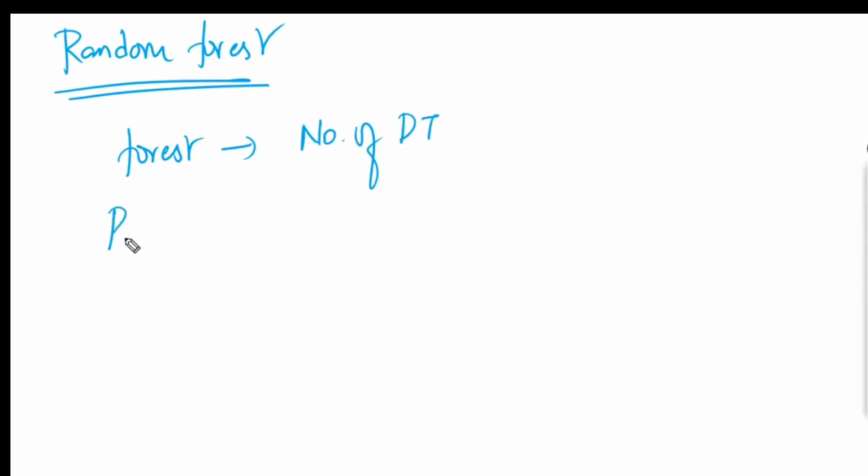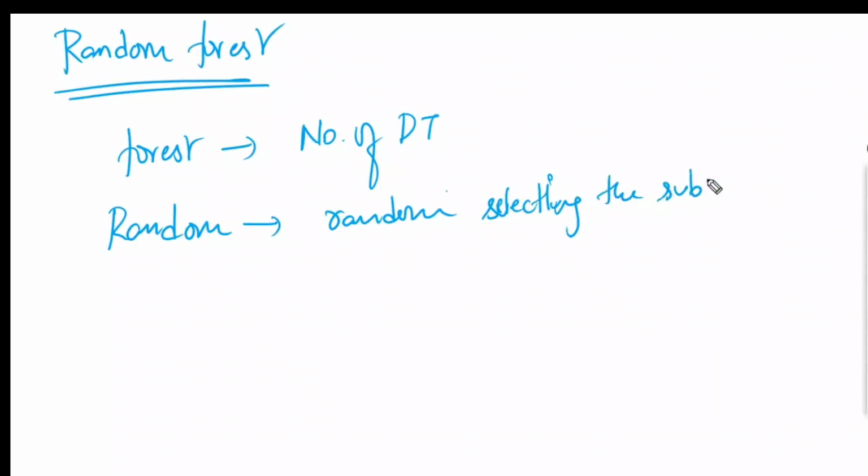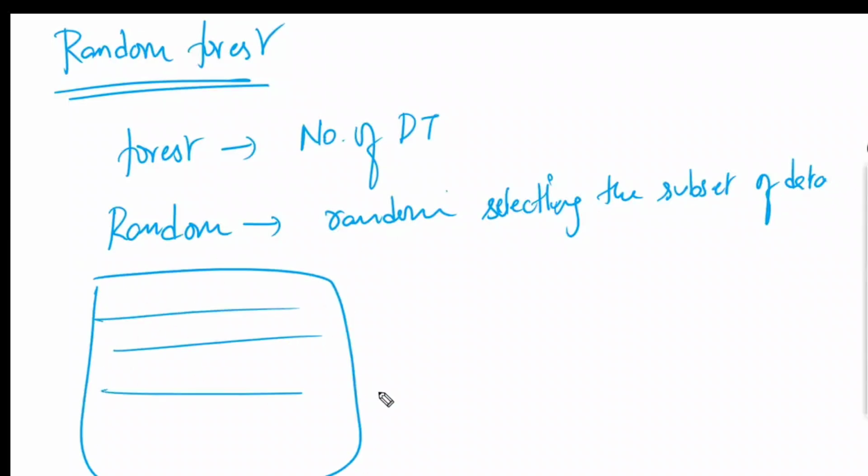Now within this, what is the meaning of random? Random means randomly selecting a subset of data. You are going to randomly select the subset of data. For example, this large amount of data was given. Assume there are a total of 1000 records.